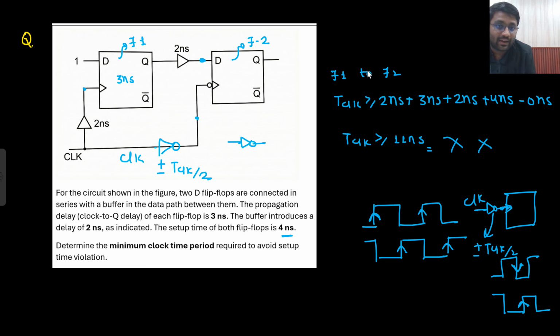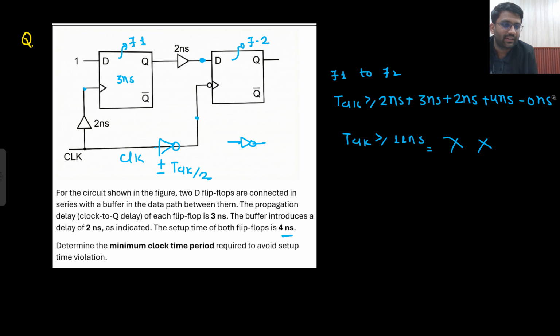So when I came here, I asked, the setup time is 4 nanoseconds. Till this particular point everything was fine. But when I asked what your clock delay is, that is, after how much time the clock is reaching you, what will he say? He will say 0 nanoseconds? No. He will say the clock is reaching me after a plus minus T clock by 2 delay. Now it's up to you whether you will put plus T clock by 2 here or minus T clock by 2 here. Think about it.